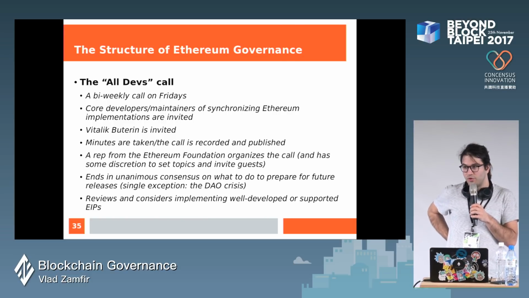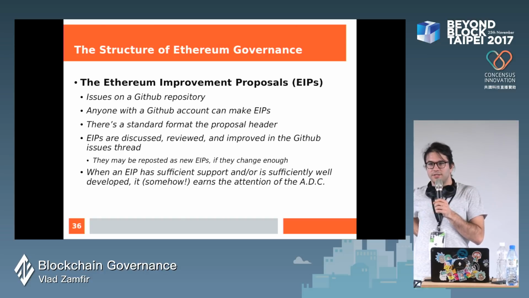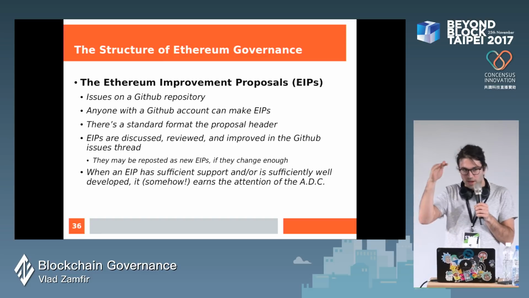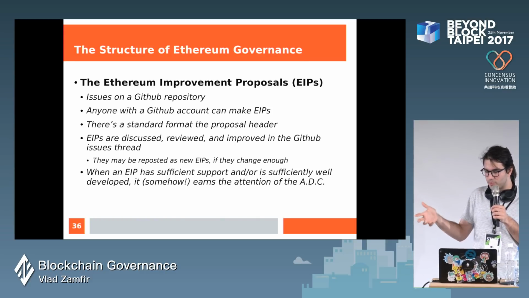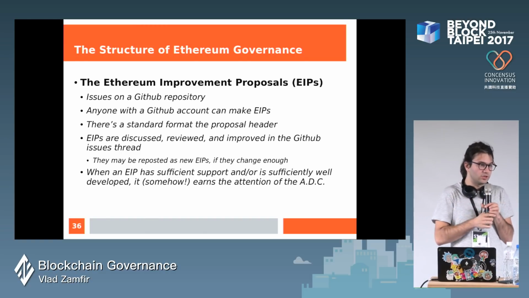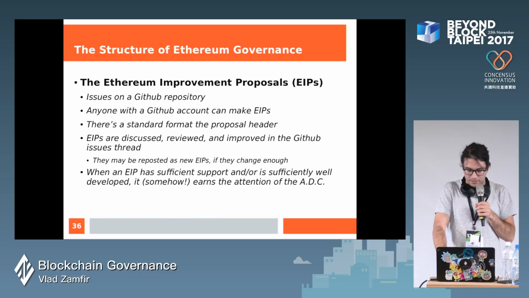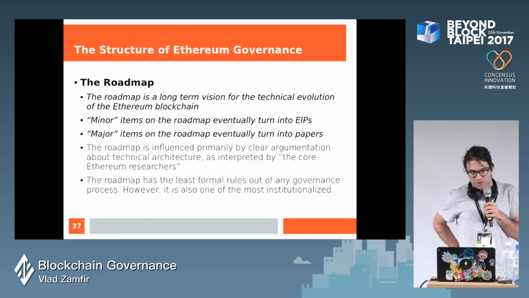The All Core Devs call reviews Ethereum Improvement Proposals when they get to a certain level of maturity. The EIP system is basically a GitHub repo where, if you have a GitHub account, you can post an issue, and if you format it in a certain way, it'll get treated as an EIP. The EIP process is a process by which you get peer review and development of these proposals to a point where they can be addressed by the All Core Devs call, and therefore make it into the implementations and eventually into release. It's not clear at the moment exactly what mix of attention, review and maturity is required for an EIP to get into the All Core Devs call. There's a kind of secret sauce.